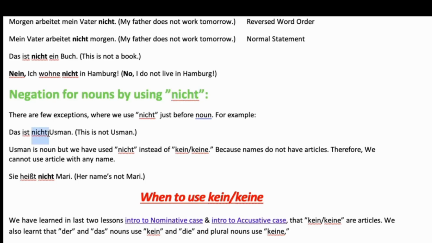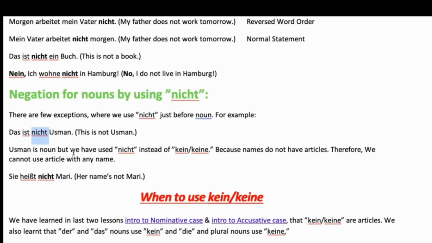Das ist nicht Usman. This is not Usman. You can say sie heißt nicht Mari. Her name is not Mari. So again, these two nouns don't have any articles. Okay. So in this situation, we have to use nicht. We can't use kein and keine here. Why? Because they are articles. We have learned in the table: this is the negative article, this is masculine, this is feminine. So as we have mentioned, with human beings we don't use articles.